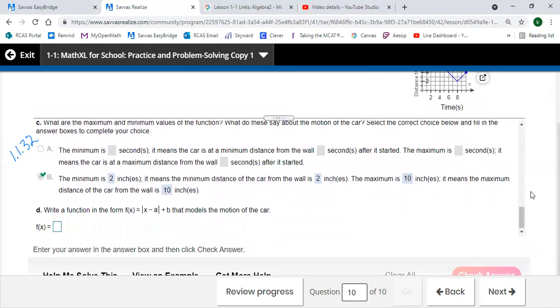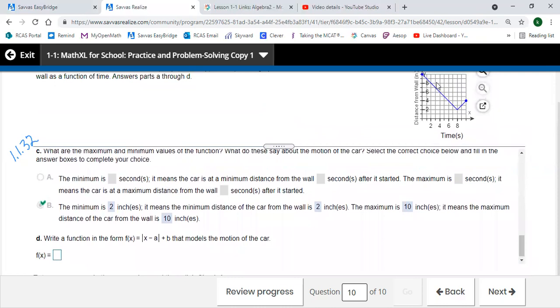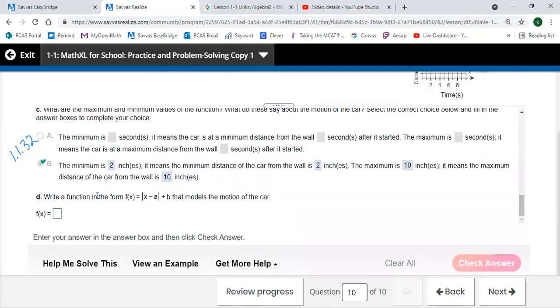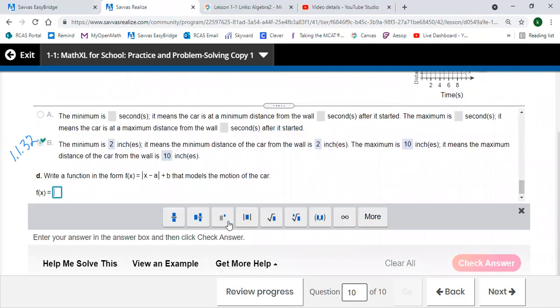All right, then write a function. So that's an absolute value. Remember these V functions. So moving 8 to the right. So in here, need an absolute value function. Remember, to the right is actually opposite. So it's a minus 8 to the right.